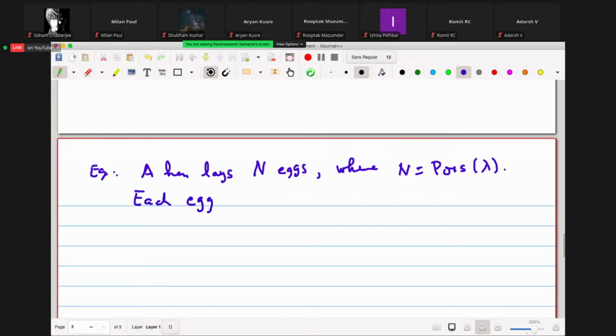Each egg hatches with probability p, with 0 less than p less than 1. Let's just assume that. On a particular day it may hatch 5 eggs, and each one hatching is independent of the other. I don't write that full thing because it takes a long time, so if you just write briefly, independently of other eggs.